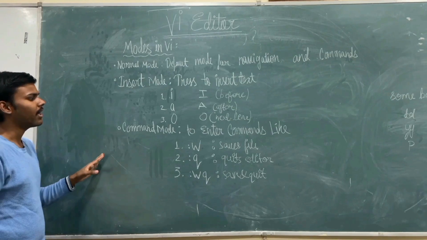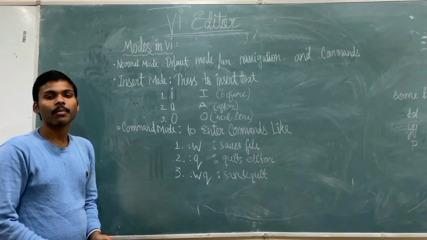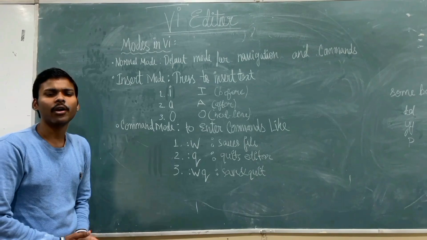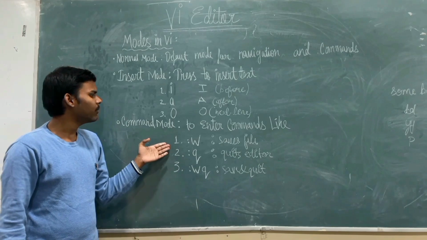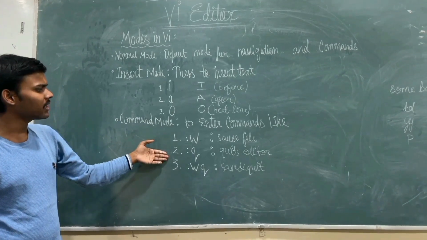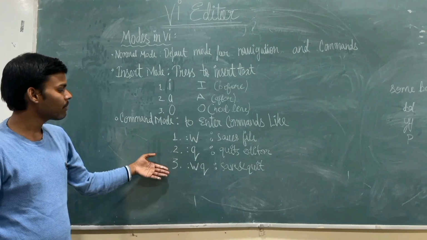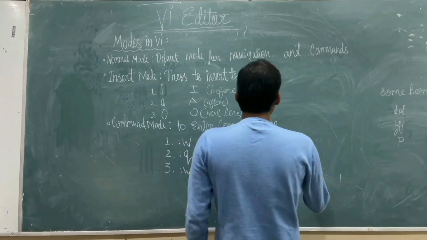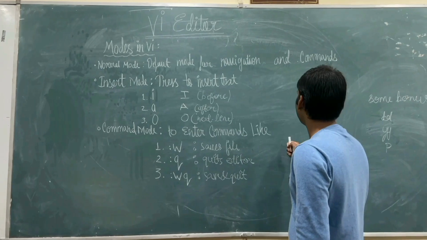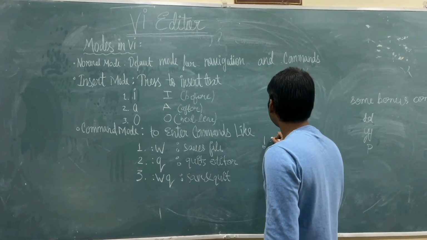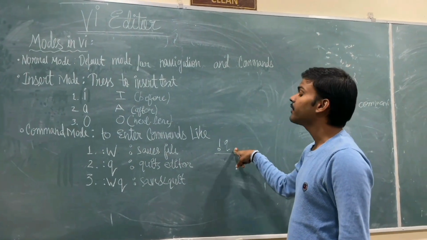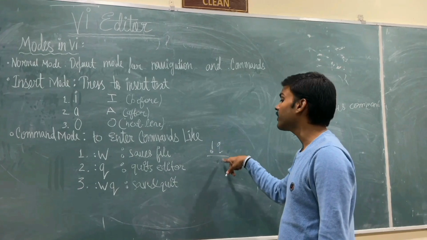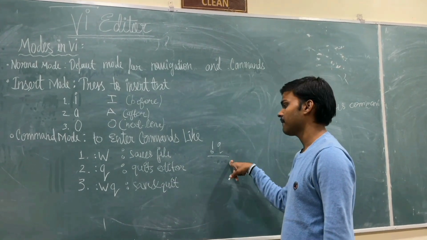Third mode we have is command mode. It is used to do all the operations related to our file, such as :w saves the file, :q quits the editor, :wq saves and quits the editor. And suppose we want to quit the editor without saving the file, for that we will use :q!. It will quit the editor without saving our file.